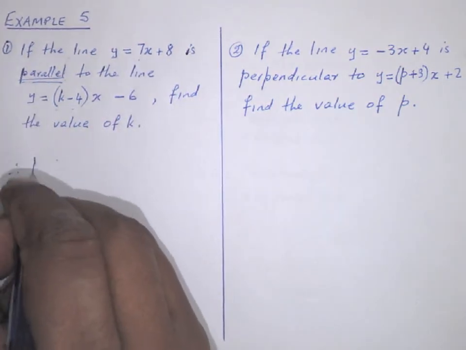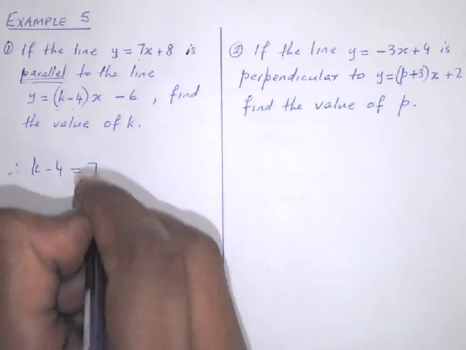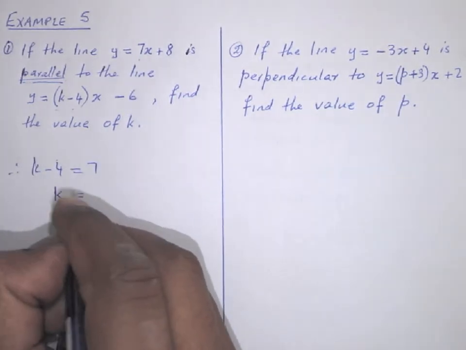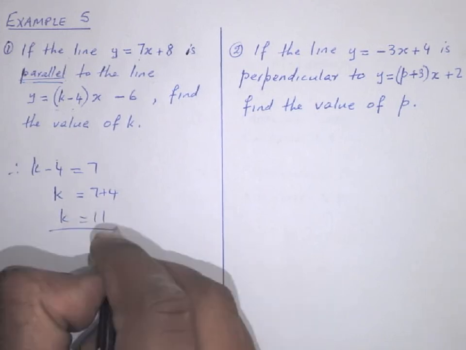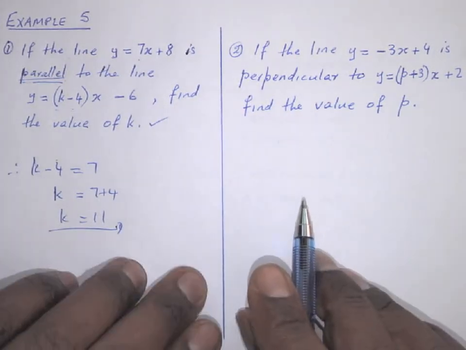We can say therefore k minus 4 is equal to 7. We can then say k is equal to, take the 4 across, 7 plus 4, so your k value is equal to 11. That's what they were looking for. Let's look at the other one here.